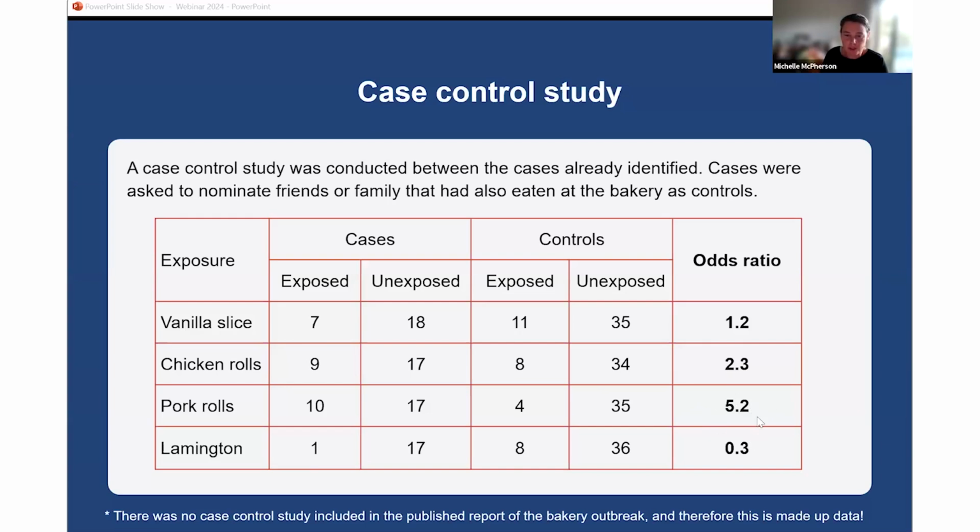And the way that we would interpret that odds ratio of 5.2 is that the odds of cases being exposed, the odds of cases eating pork rolls, is 5 times higher than the odds of controls eating pork rolls, which does suggest that being a case is associated with eating pork rolls.